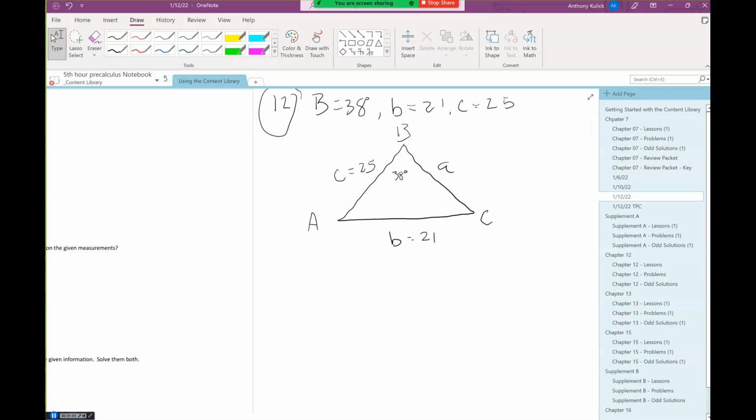So number 12 says, two triangles can be formed. Solve for both of them. So here I don't have to worry about figuring out what's going on because I'm told it's a two triangle situation. So I know it's an SSA situation because that's the only time you can get two triangles.